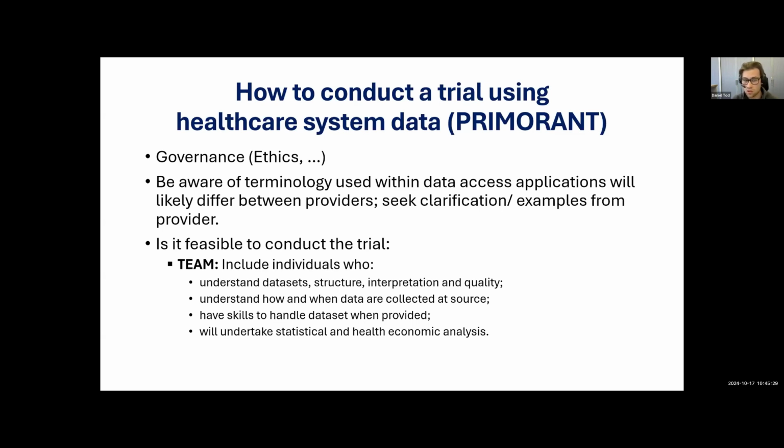It's also important to consider who you have as part of your team. Do you have people who understand what the data is going to look like, the structure, how to work with the data? Do you know how it's being collected? Do you have the skills to handle the data and manipulate it into the layout you require? And then do you also have the expertise to analyze, whether that's statistical or economic?